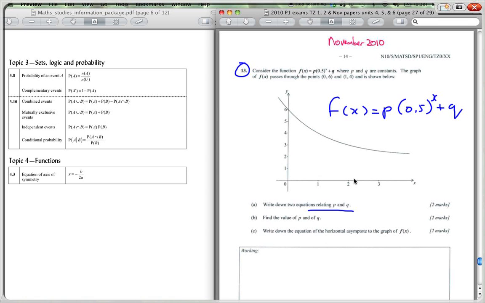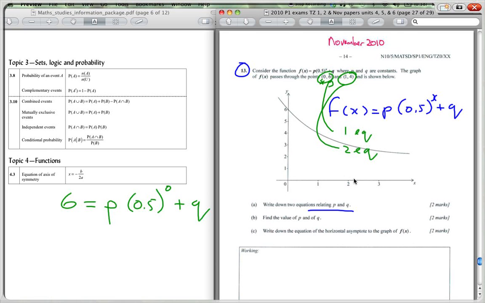So we are going to substitute these 2 points. (0, 6) will give us one equation, and (1, 4) will give us a second equation. And that will give us the two equations. So we're going to get 6 is equal to p times 0.5 to the power of x, and x is 0, so this is your x and your y there, plus q. So therefore that will be 6, anything to the power 0 is 1, is equal to p plus q. That will be one equation.